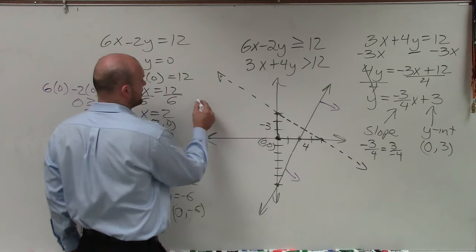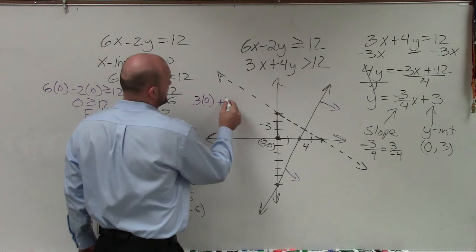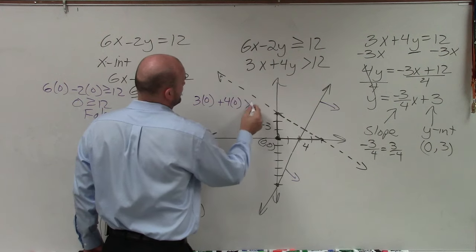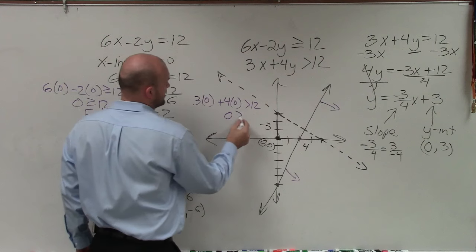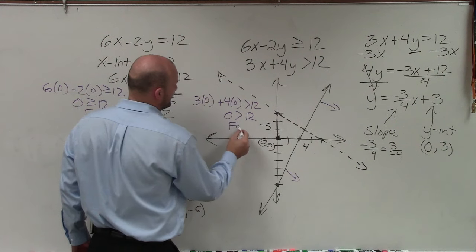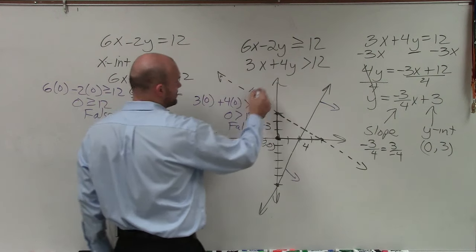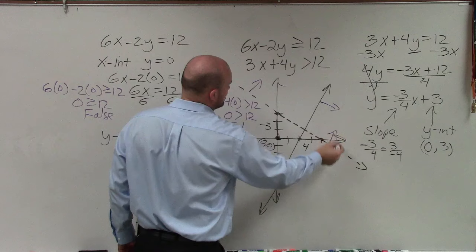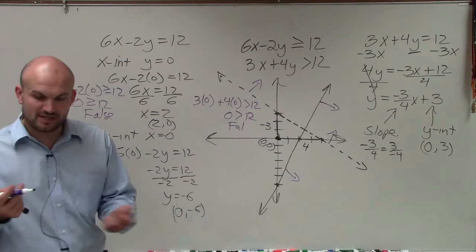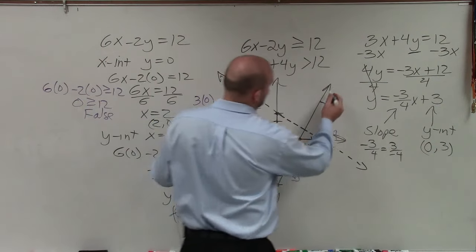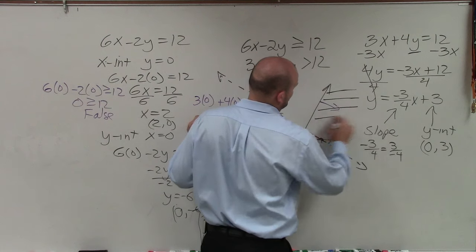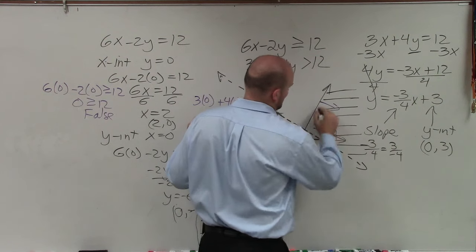I'll do that one over here. Again, you plug in 0 for x and 0 for y. So I have 0 is greater than 12, which again is false. So my test point is false for this boundary line, and I'm going to shade above. Therefore, you can see the only region where both inequalities are true is this region right here.